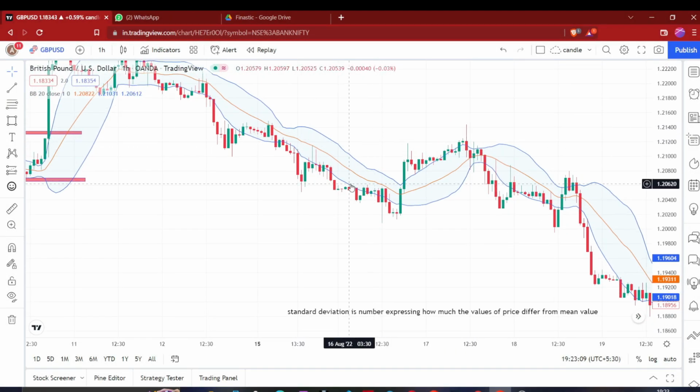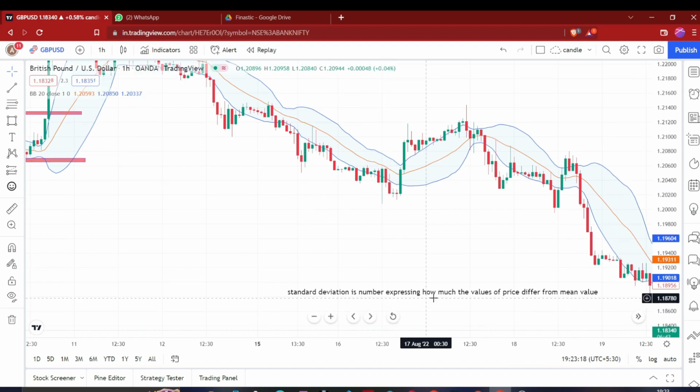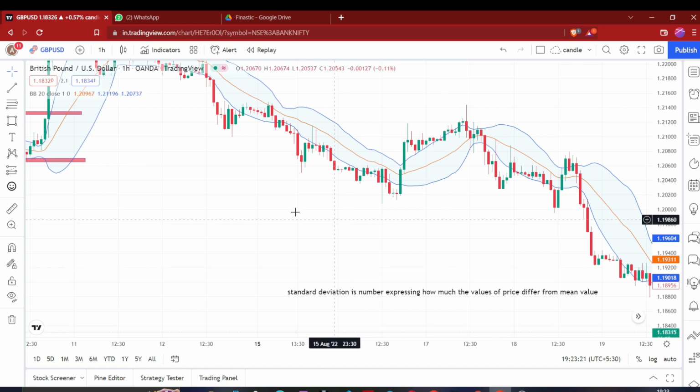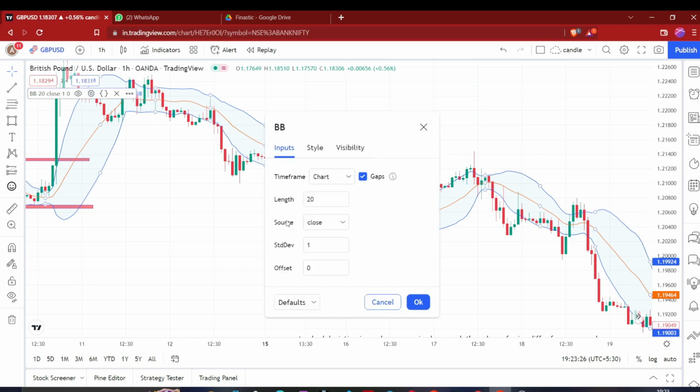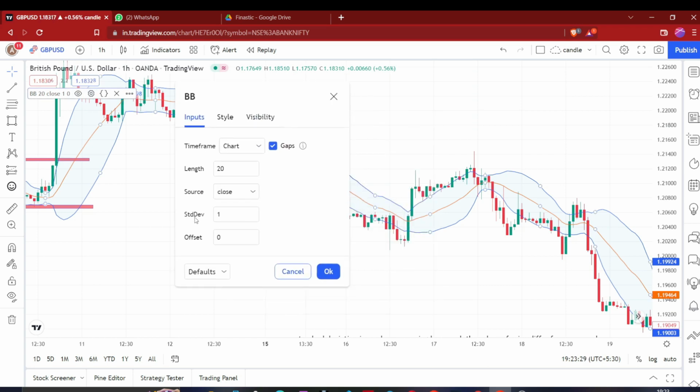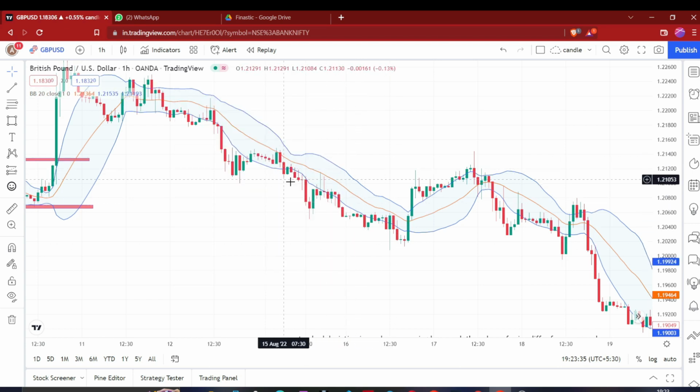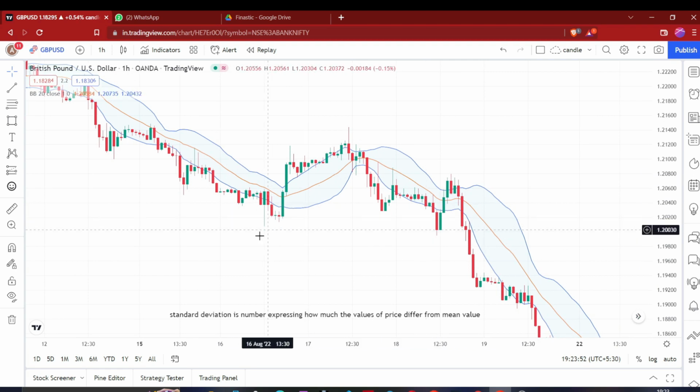So let us understand the top and the lower band, which is nothing but standard deviation. Deviation is a number expressing how much the value of price differs from the mean value. You don't have to focus on it. Let us just go into the settings of the indicator and understand what it is. When you set the standard deviation to 1, it is already on 1, you can see the price is going out of the Bollinger Bands. Whenever you set standard deviation as 1, the price will stay inside the Bollinger Band 65% of the times. Other times it can break the zone.